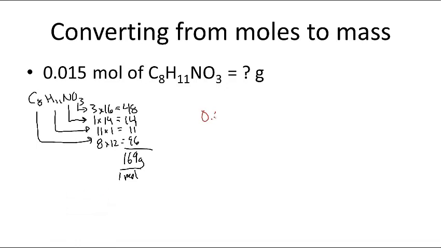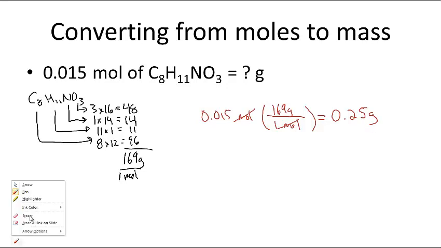All right. So I want to know how many grams that is. So I have 0.015. And I'm sure for some of you guys this is already tedious, but for others, we'll get there. So moles is what I want to get rid of. So I put my 1 mole on the bottom, my 169 grams on top. So I do 169 times 0.015, and I get 0.25 grams.